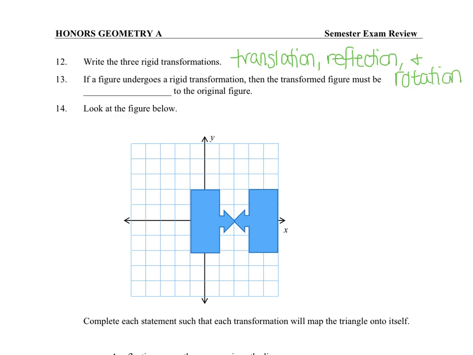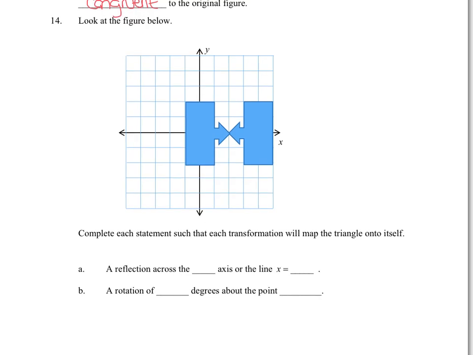For 13, if a figure undergoes a rigid transformation, then the transformed figure must be congruent to the original figure. And this is because rigid transformations preserve size and shape. For 14, we were asked to look at the figure below and complete each statement such that each transformation will map the figure onto itself. A reflection across the blank axis.